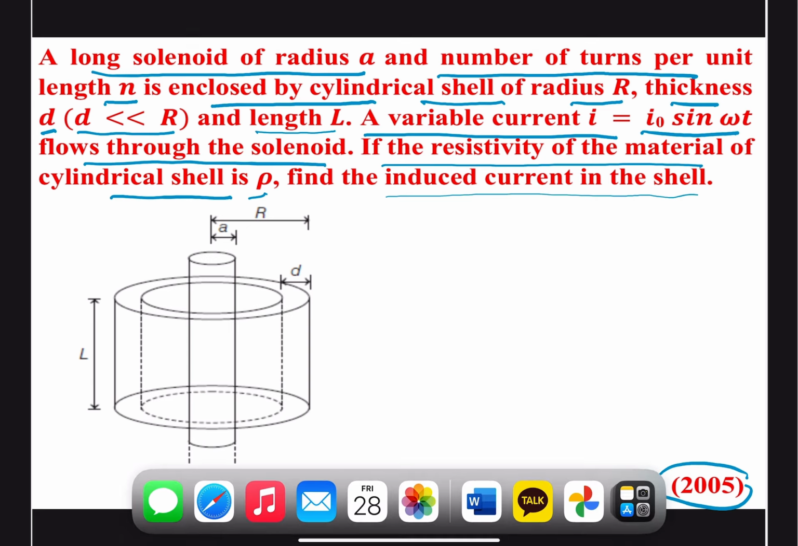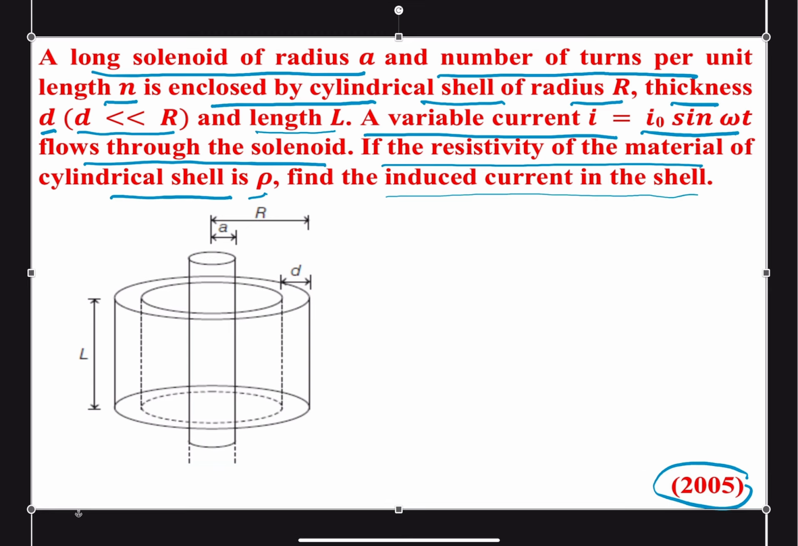So we are given a figure, and in this figure we have a long solenoid whose radius is a. So this is our long solenoid whose radius is given as a, and it is enclosed by a cylindrical shell rather, whose thickness is d. So this is our cylindrical shell.